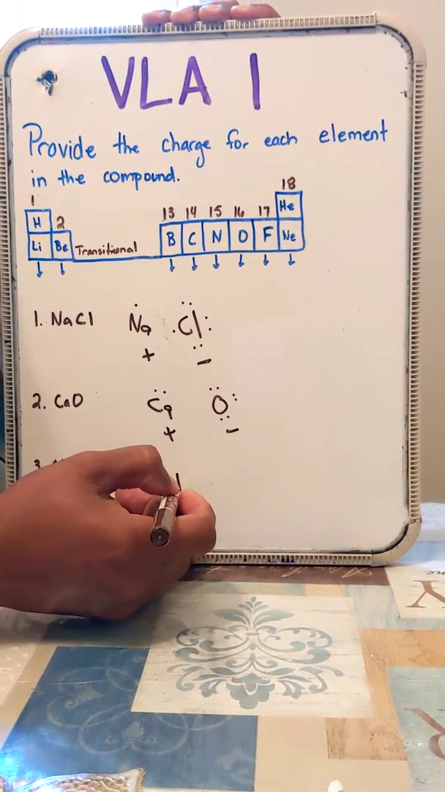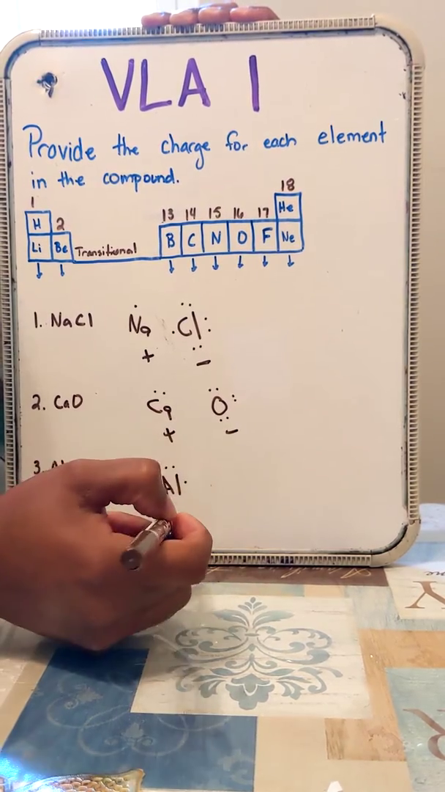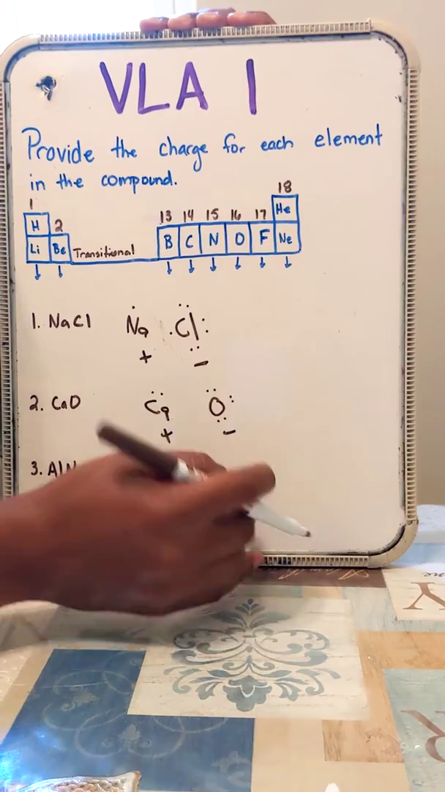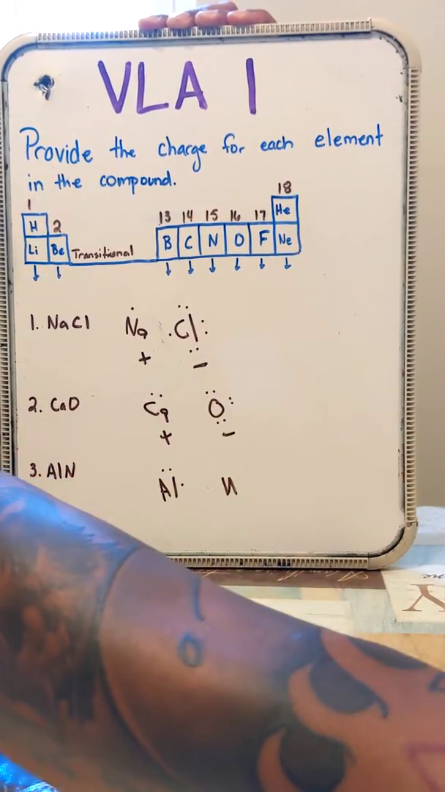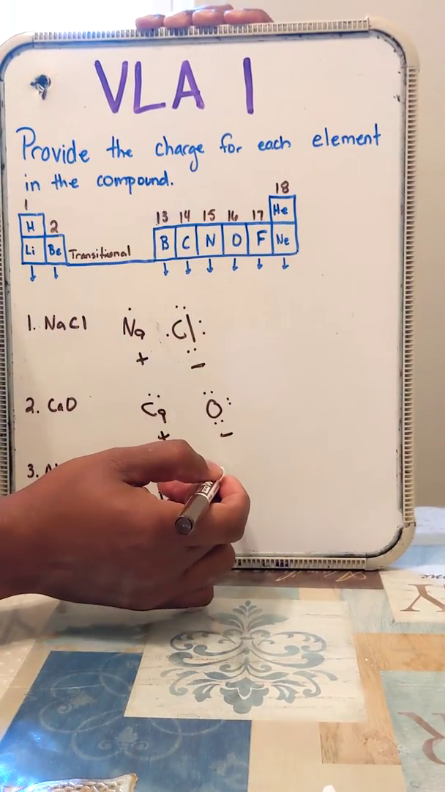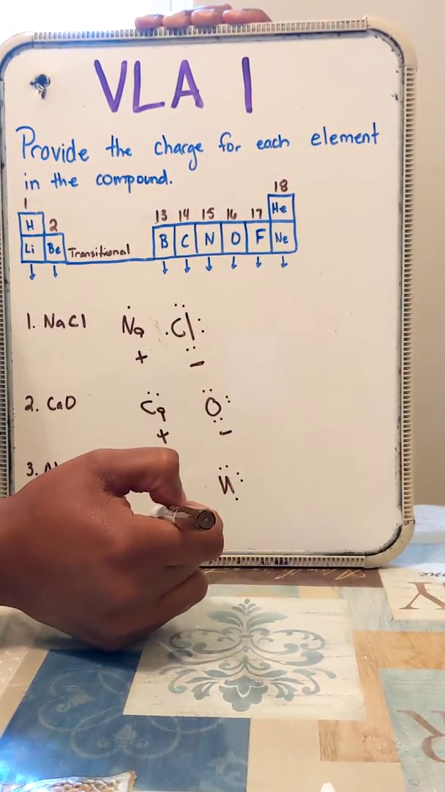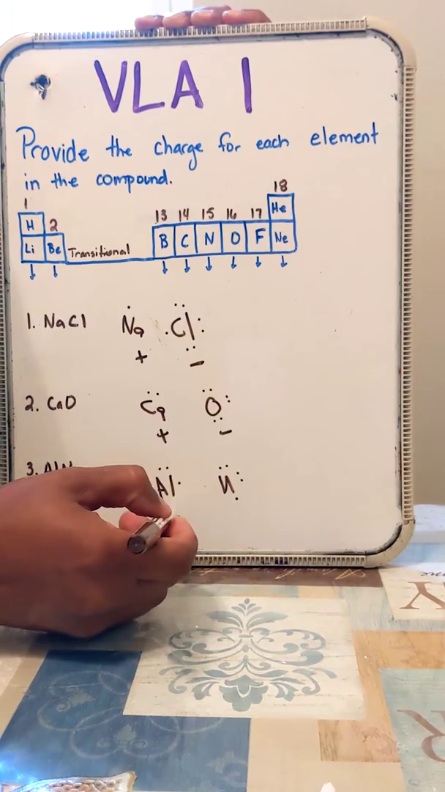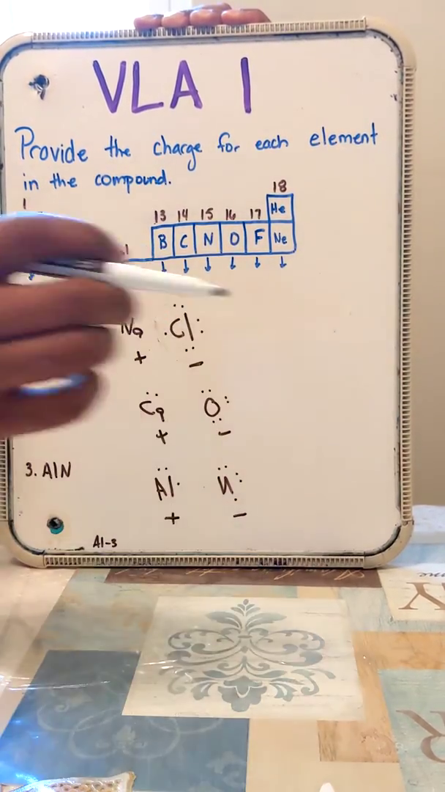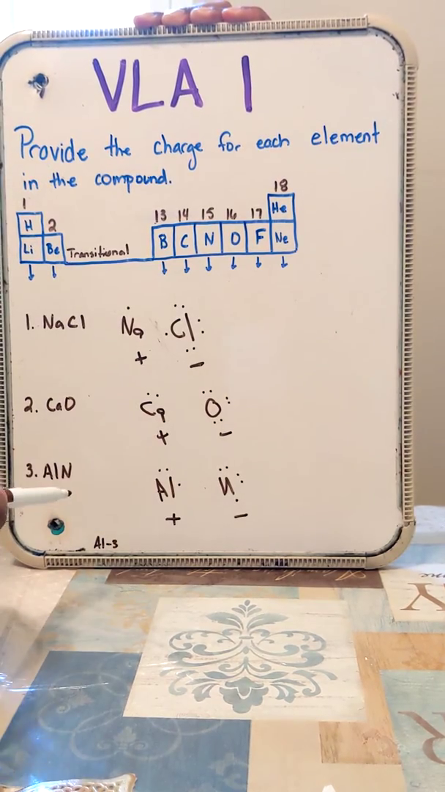All right, aluminum is in group 3, so it has 3 valence electrons. Nitrogen is in group 5, so it has 5 valence electrons. Aluminum is giving, nitrogen is gaining. So that's what makes aluminum positive.